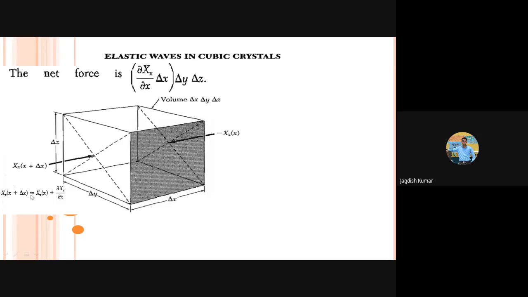So force is stress into area, right? Because stress is force per unit area. So the area perpendicular to the force is delta y into delta z. So what will be the net force? Net stress into area. So this is the net force acting on this small volume along x direction. Is this clear up to this point?